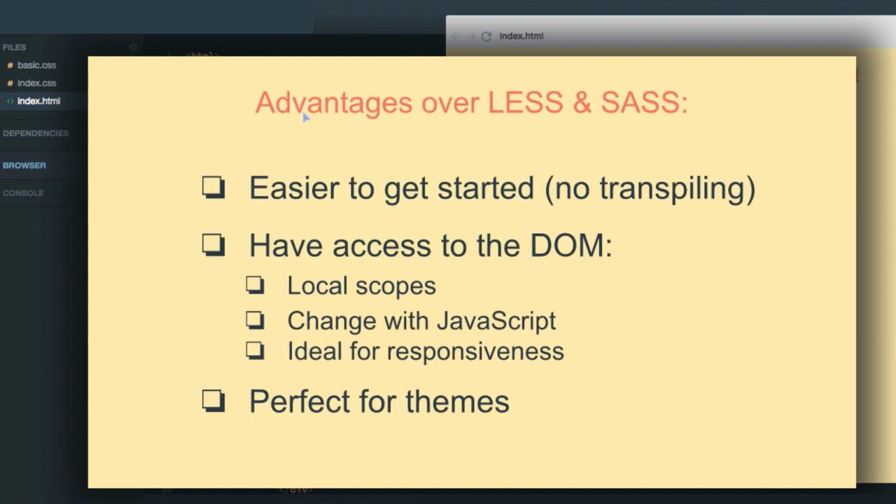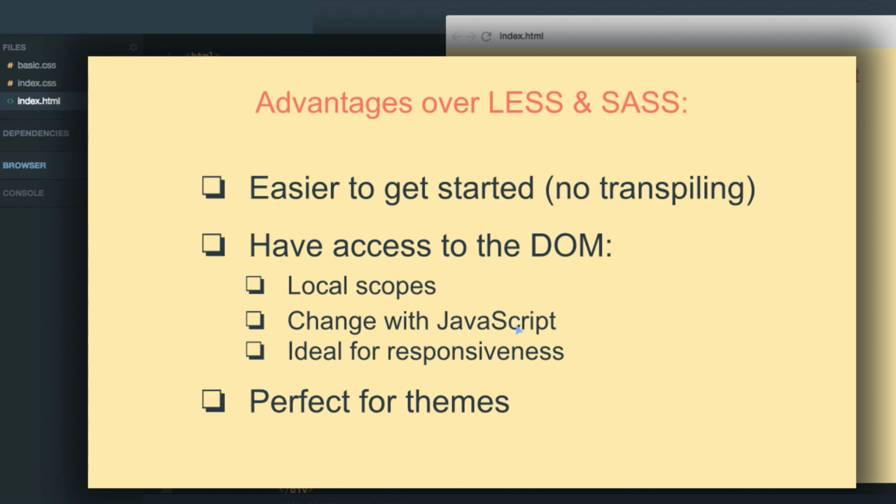And some of you might say that, well, I've had Less and Sass variables for years. So what's new with CSS variables? Well, first of all, it's easier to get started. This is native to the browser, so you need no transpiling, which is pretty nice. Secondly, CSS variables have access to the DOM, so you can create local scopes, meaning CSS variables that only work in a certain section of your app, for example. You can also change the variables with JavaScript, which is really handy.